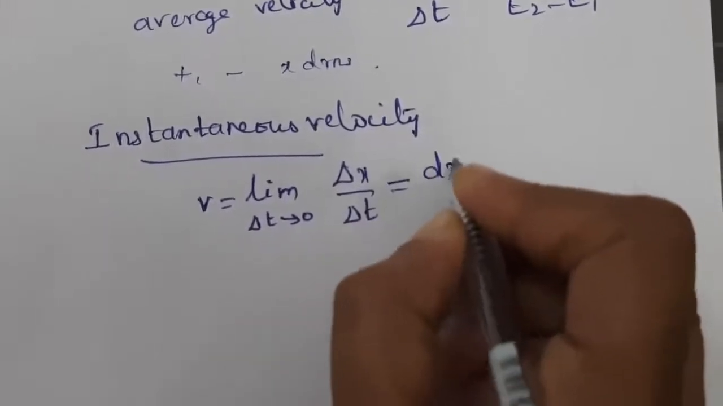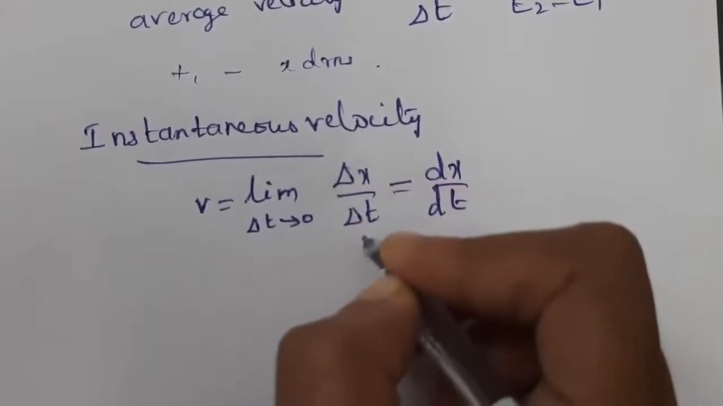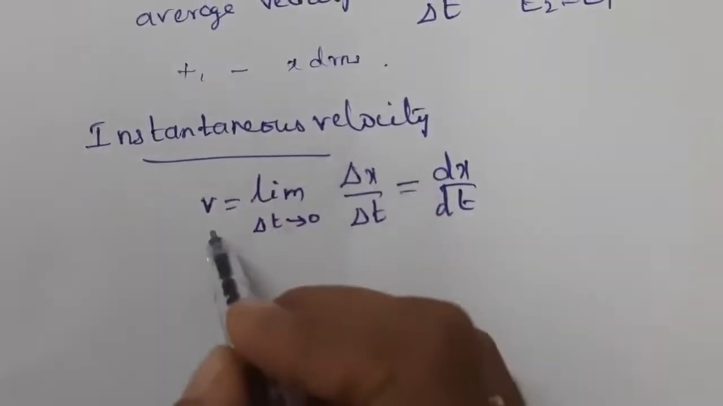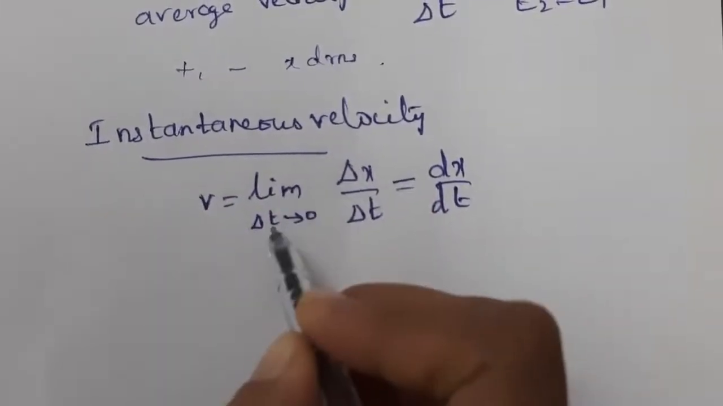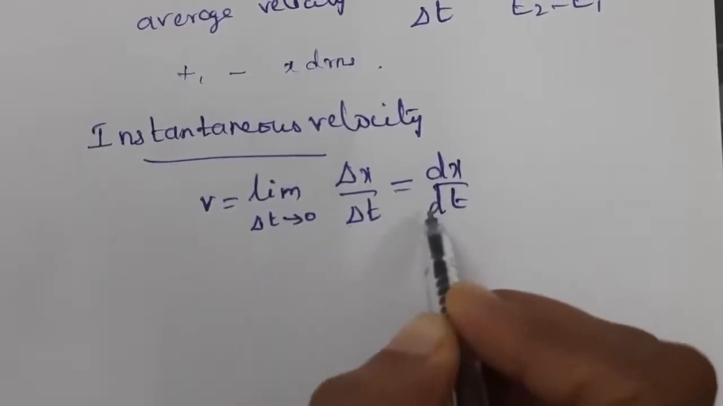This can be written as dx by dt. In 3 dimensions we can use delta r by delta t. Here only one dimension, so we can write the instantaneous velocity v is equal to limit delta t tends to 0 delta x by delta t equal dx by dt.